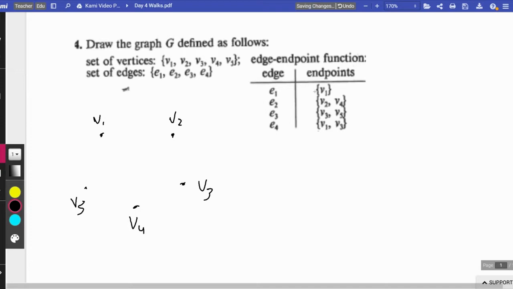Edge 1 just goes from v1, so it must be just a loop. Edge 2 is from 2 to 4, so we got them right there. 3 to 5 is another one. And 1 to 3 is edge 4. Okay, so that's kind of our graph.